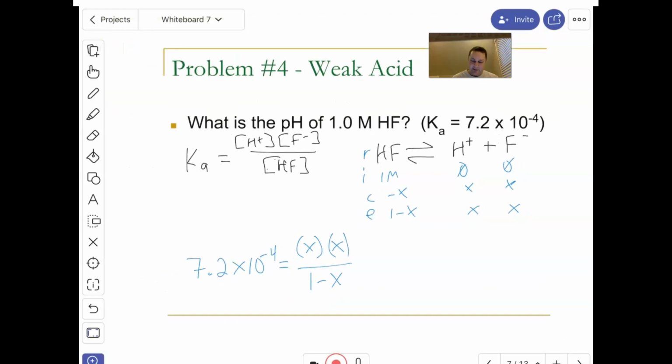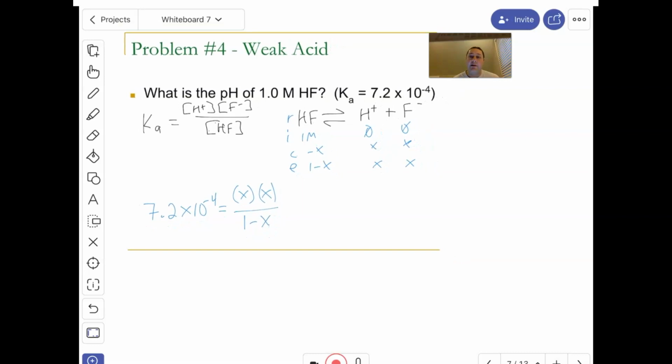All right, so now we could solve that directly for X if we wanted to. But since I see that my Ka value is fairly low, it's a weak acid. It's going to mainly stay as HF. It's not going to dissociate into H plus and F minus very much. So this 1 minus X is approximately equal to 1. I'm going to make that assumption like we did with equilibrium. 7.2 times 10 to the minus 4th is approximately equal to X squared over 1. It makes the solving a little simpler. Now all I need to do is take the square root of this value.